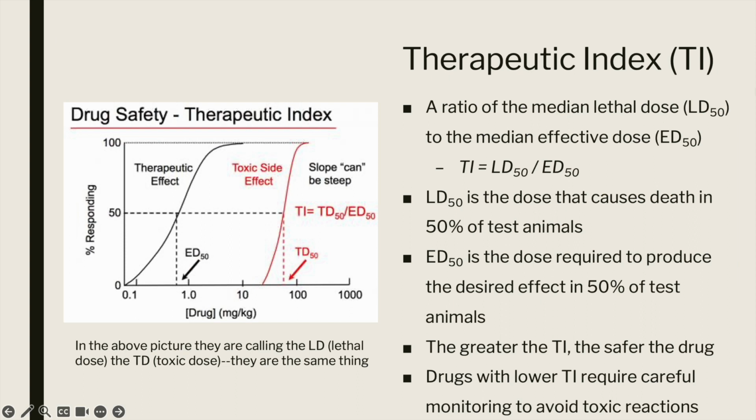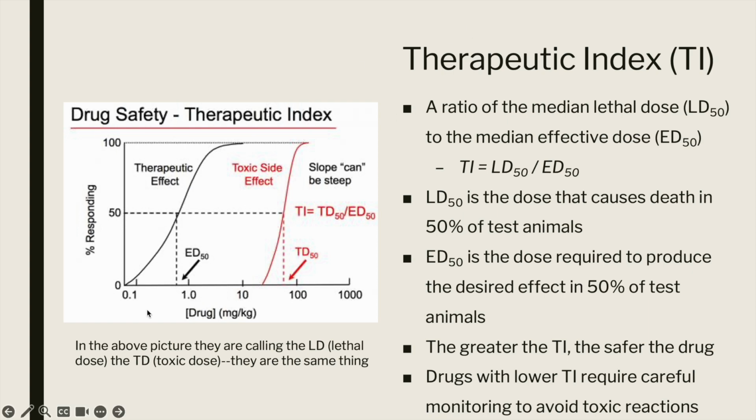All right, so let's look at the therapeutic index, or the TI. We briefly talked about this in our previous lecture. The therapeutic index is a ratio of the median lethal dose to the median effective dose. We look at how much of a drug it takes to kill something versus how much of a drug it takes to actually create the effect that we want. So the therapeutic index is the median lethal dose divided by the median effective dose. Again, the median lethal dose is the dose that causes death in 50% of test animals, and the effective dose is the dose required to produce the desired effect in 50% of test animals.